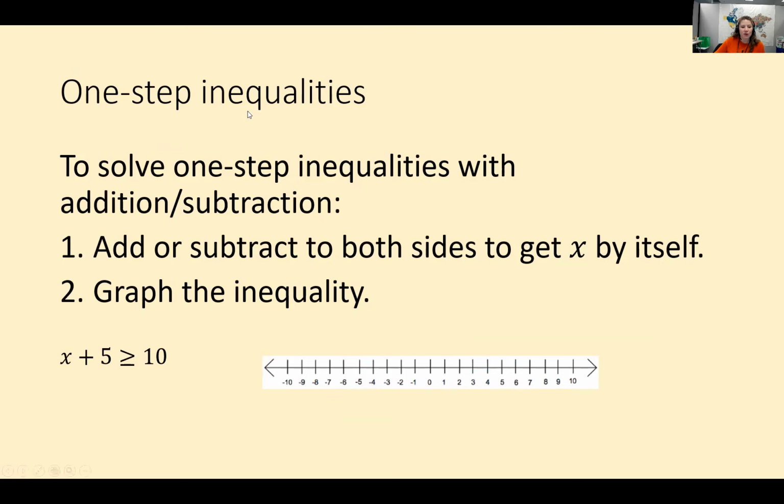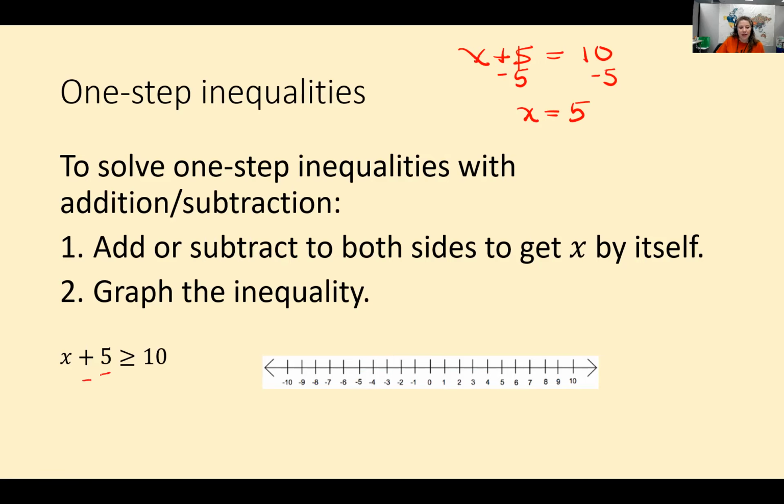To solve a one-step inequality with addition and subtraction, you're going to add or subtract to both sides to get x by itself, just like we do when it's an equal sign. For example, if I said that x plus 5 is equal to 10 and I wanted to solve for x, I'm going to do the opposite of plus 5, which is minus 5. And I would get x is equal to 5, right? I'm going to do it the exact same way. The only difference is instead of an equal sign, I'm writing the same inequality.